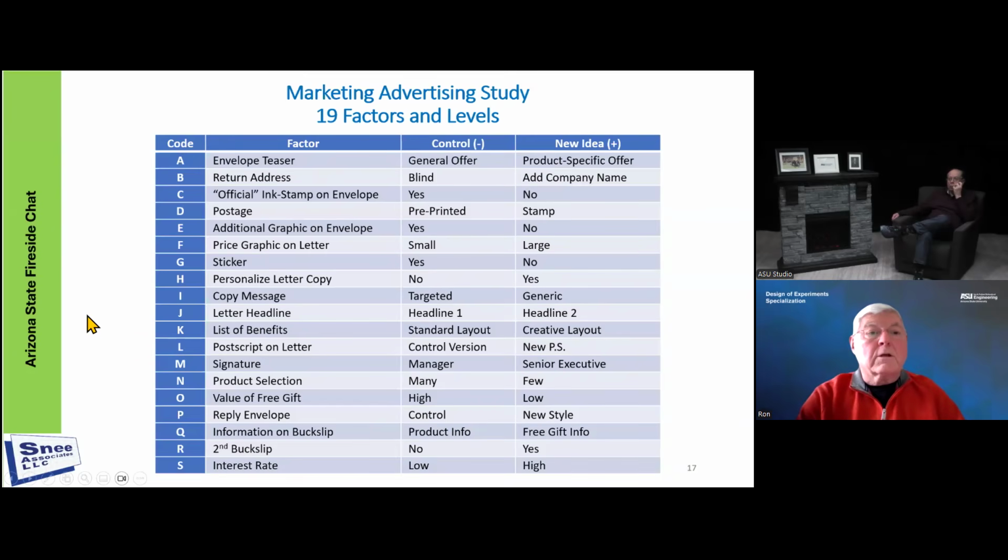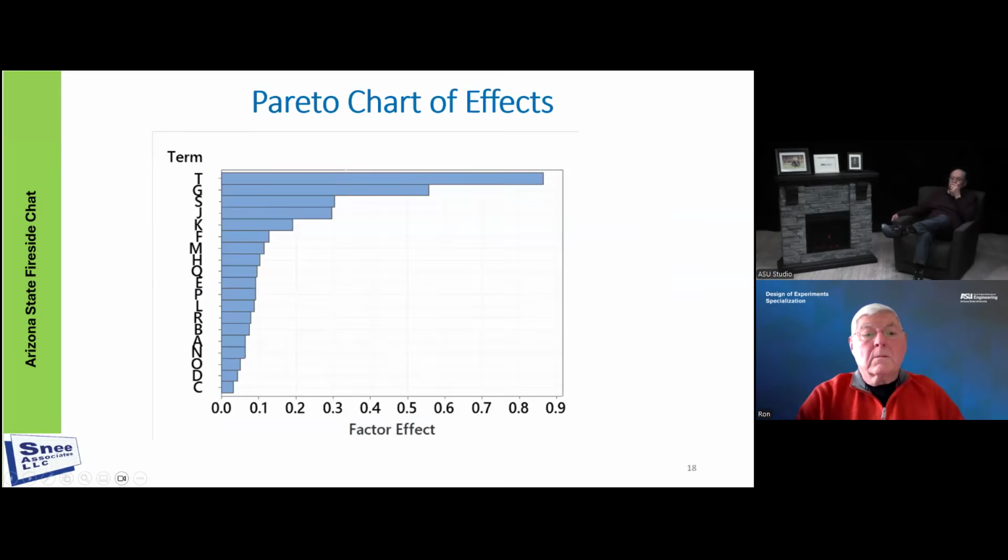Here it is. You see the code of the variables A through S and the factors, and the control level was, you can think of it as how they were generally doing it. And this was the new idea that they wanted to test out. And so when they did that, they created a Pareto chart of the effects. You get Pareto charts of effects out of standard software.